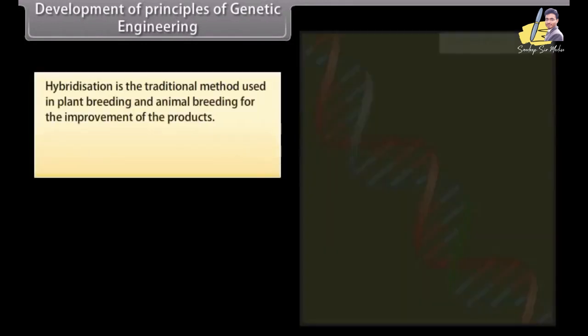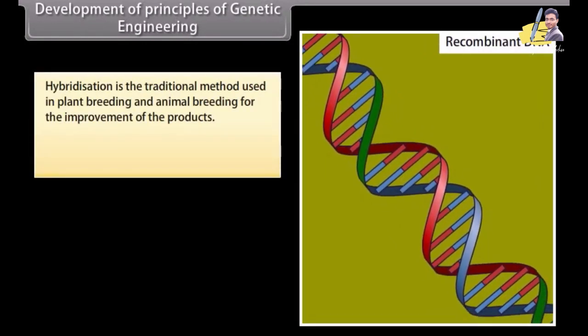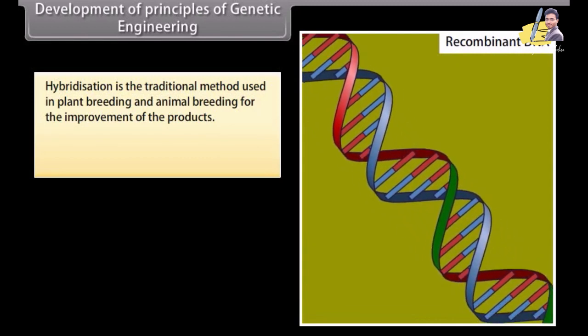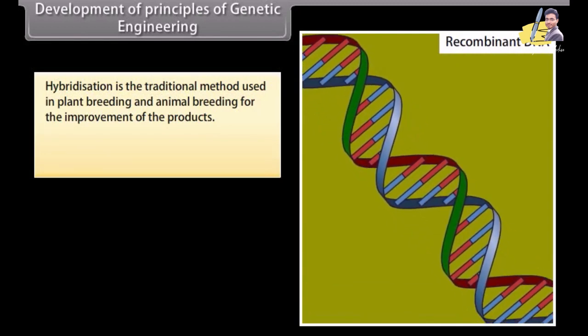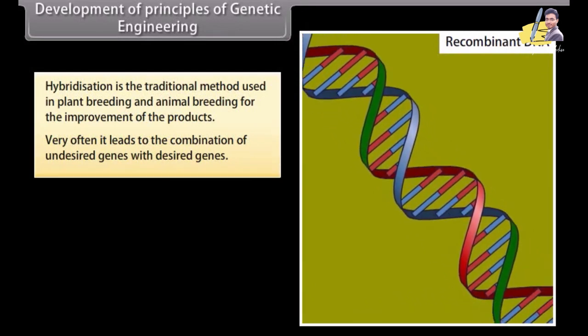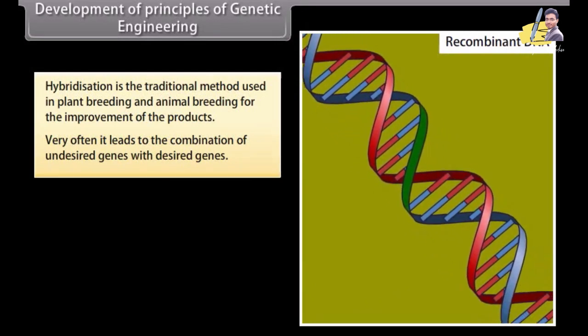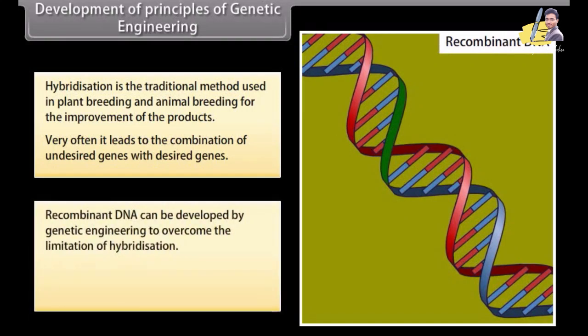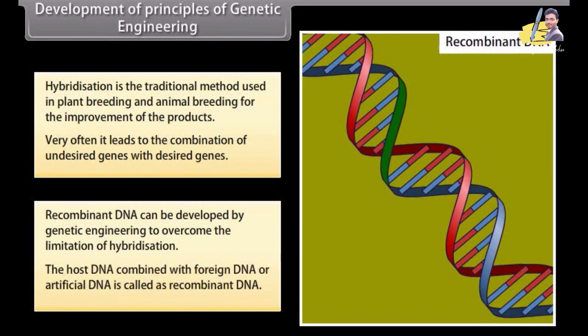Development of principles of genetic engineering. Hybridization is the traditional method used in plant breeding and animal breeding for the improvement of the products. Very often it leads to the combination of undesired genes with desired genes. Recombinant DNA can be developed by genetic engineering to overcome the limitation of hybridization. The host DNA combined with foreign DNA or artificial DNA is called recombinant DNA.